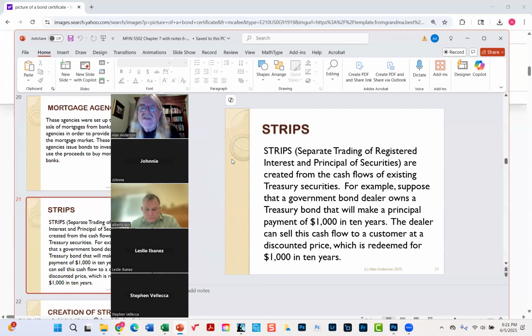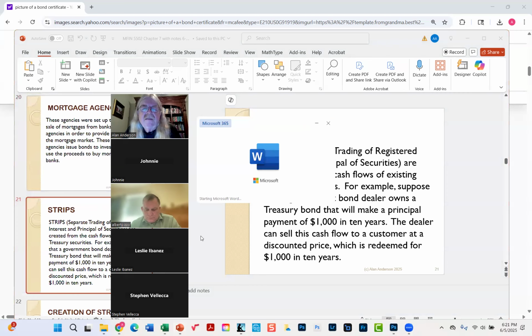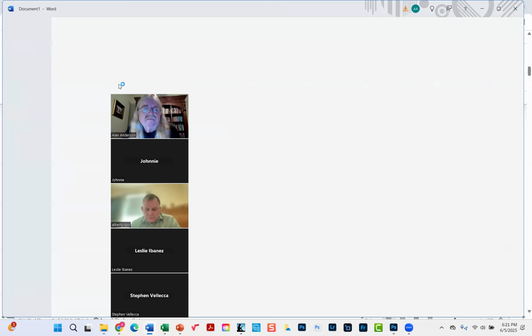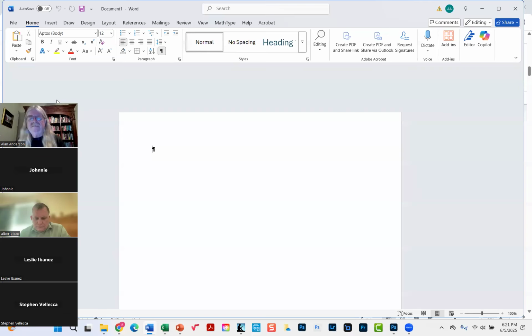Anyway, now we do have these things. Now, this is an interesting twist, the notion of strips. So let me show you what this is all about. We'll see more of this later on when we start pricing bonds with our Excel spreadsheets. So here's the situation. We know that, let me just save this thing real fast.